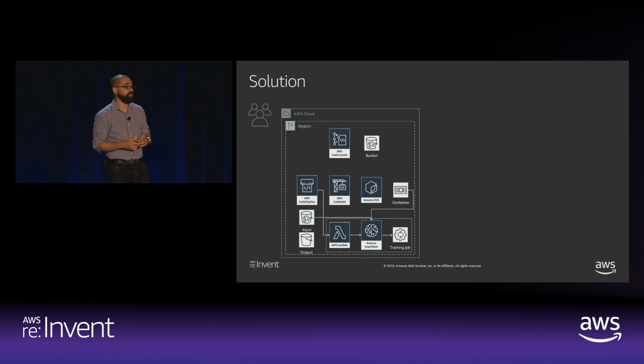SageMaker is our managed machine learning platform. It allows you to collaborate through the use of managed Jupyter notebooks. It allows you to use highly optimized machine learning models that we ourselves provide. And it also allows you to train and deploy your own models, which is the functionality that we'll be using here. That training job is tagged by the Lambda function, not just with the commit ID, but also with the version IDs of the inputs in that S3 bucket.